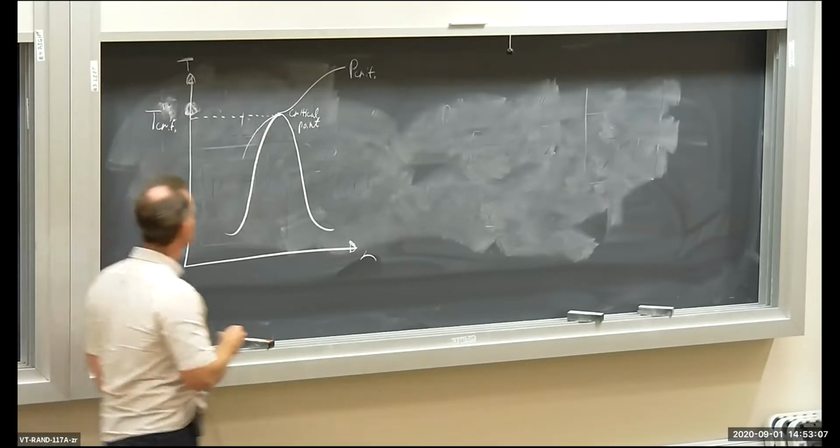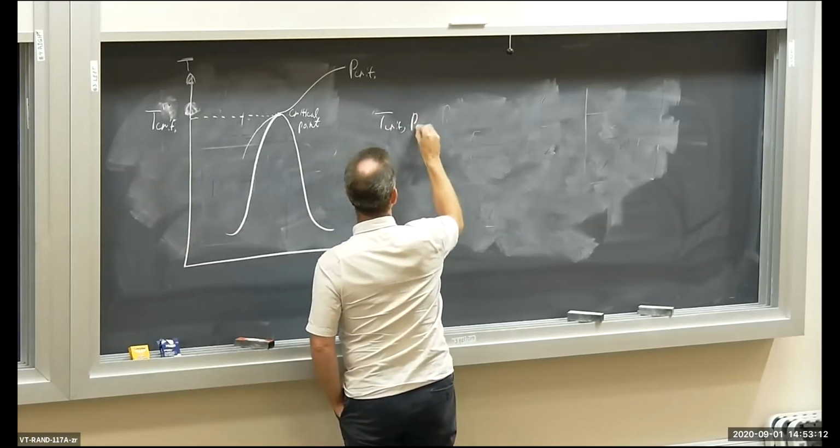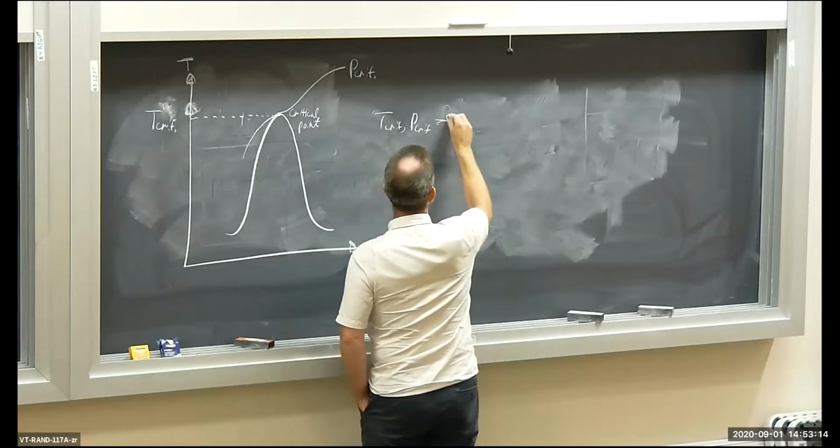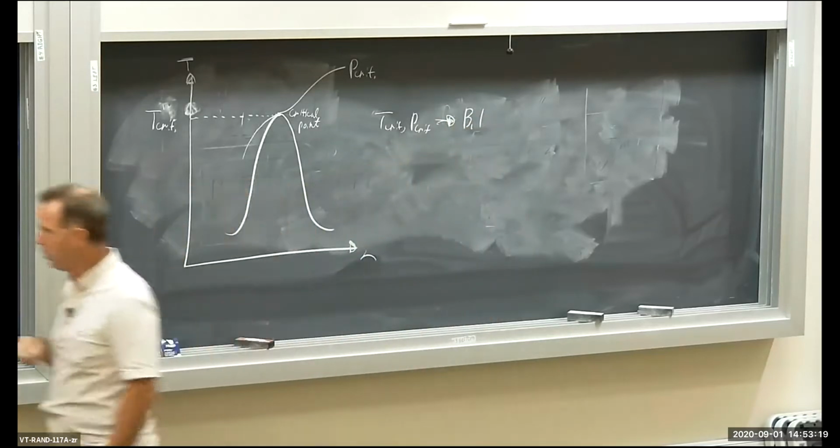So T crit and P crit out of table B1, okay? In the notes.